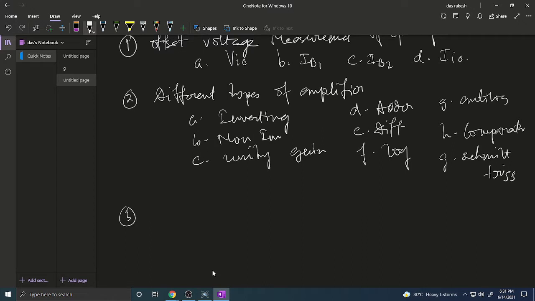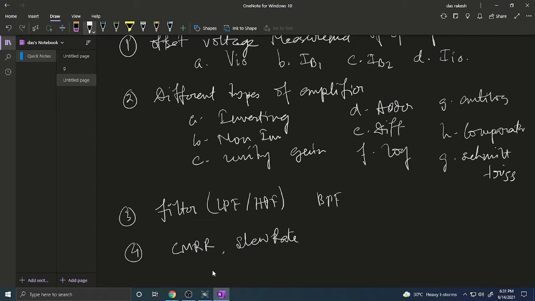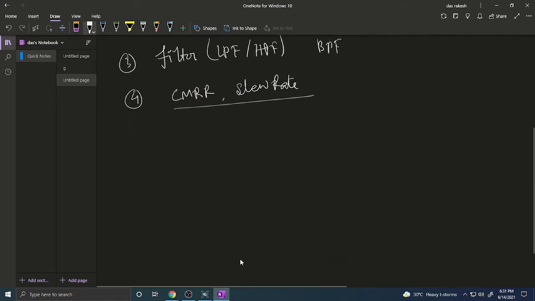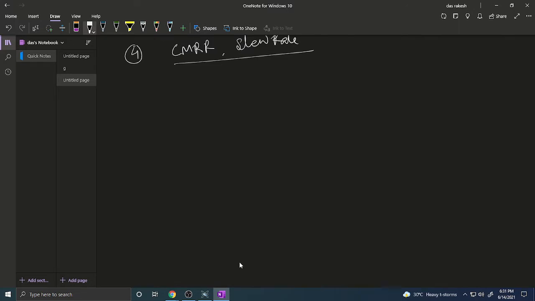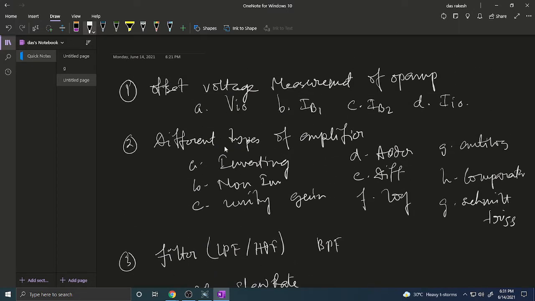In the third, there are different types of filter circuits, like low pass filter, high pass filter, band pass filter. Different types of filter circuits are designed by this operational amplifier. And in the fourth, we study about CMRR and slew rate and different types of other parameters in the operational amplifier. So now we talk about our first practical today.